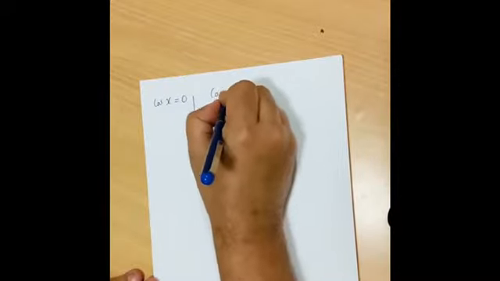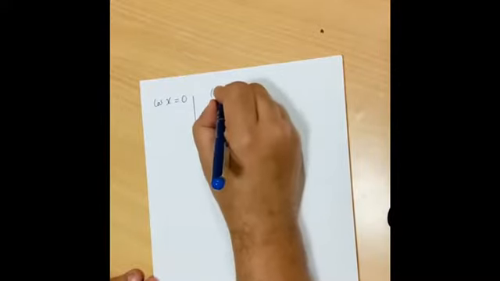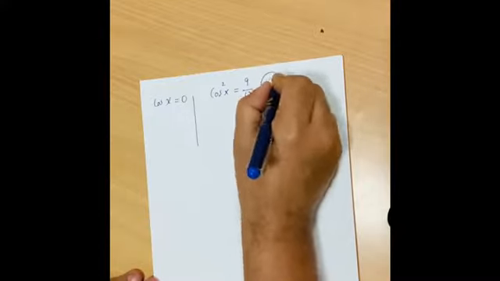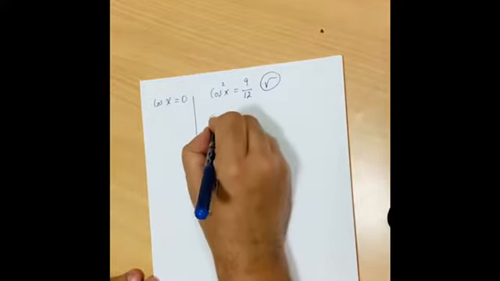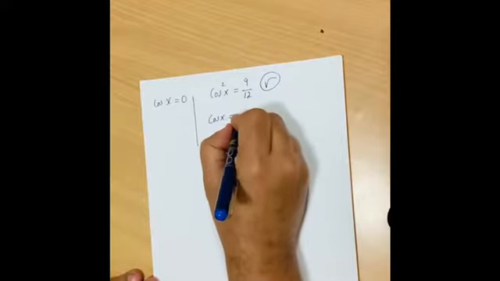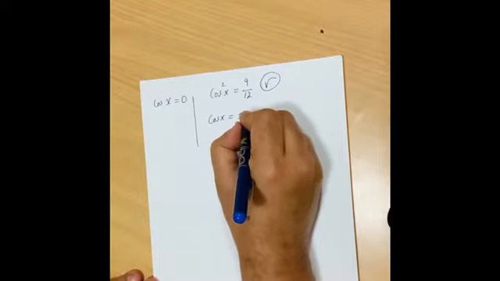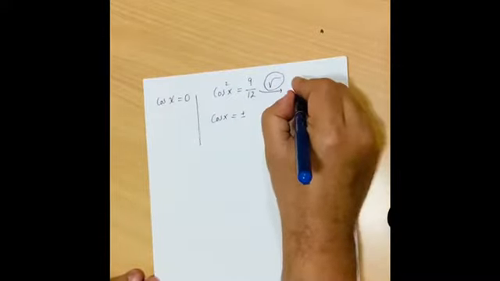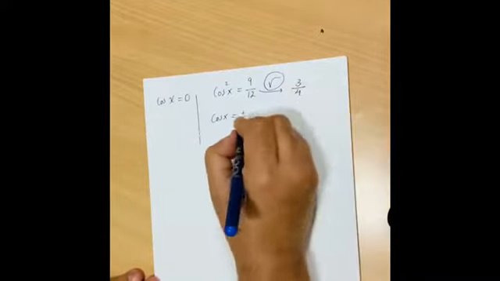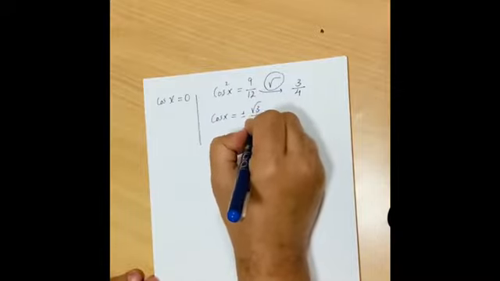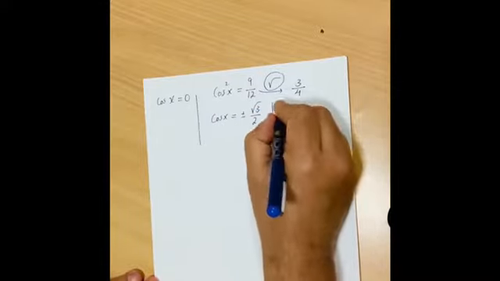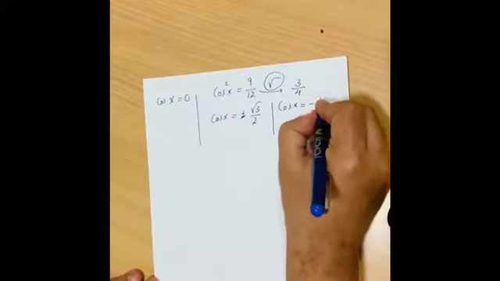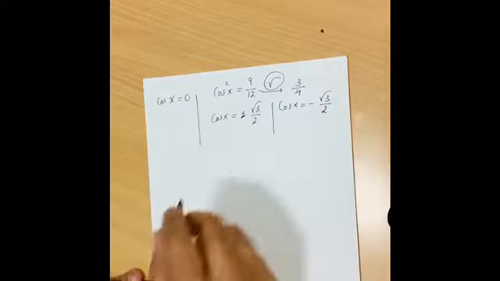Cosine squared x is equal to 9 over 12. You are supposed to take the square root of both sides. Then you will get 2 values, cosine x equals plus or minus root of 9 over 12, which in the simplest form is 3 over 4. So it's root 3 over 2. And the other value of x: cosine x is equal to negative root 3 over 2.